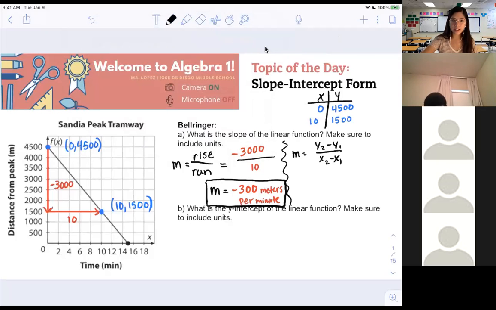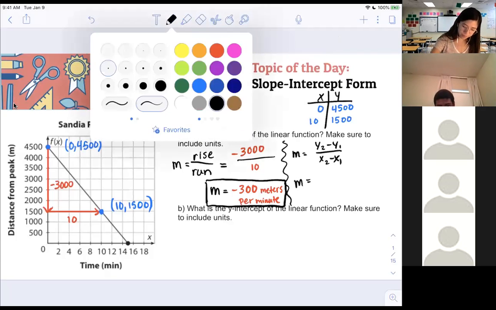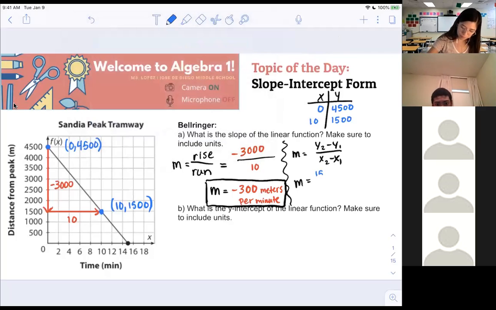All right, so I'm plugging it in. y2 minus y1, what is that? What numbers am I using here? 1,500 minus 4,500. Yep. And then I have 10 minus 0. So on the top, what do I get?